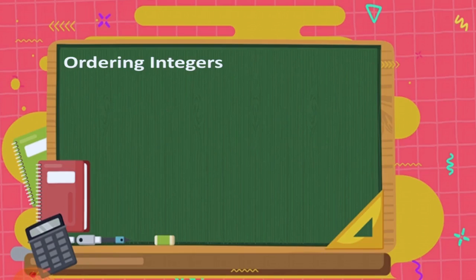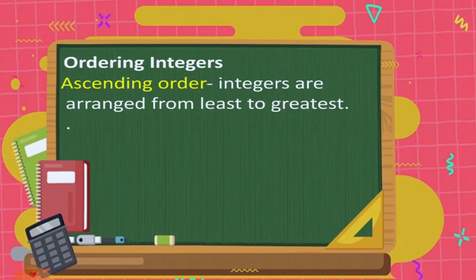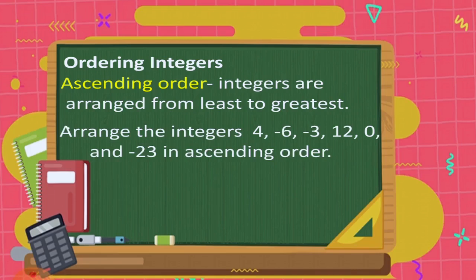Okay, ordering integers. Ascending order, integers are arranged from least to greatest. Example, arrange the integers negative 6, negative 3, 12, 0, and negative 23 in ascending order. Meaning, you have to arrange the numbers from lowest number to highest number. So, what is the lowest number? We have negative 23, followed by negative 6, negative 3, 0, 4, and the positive 12.